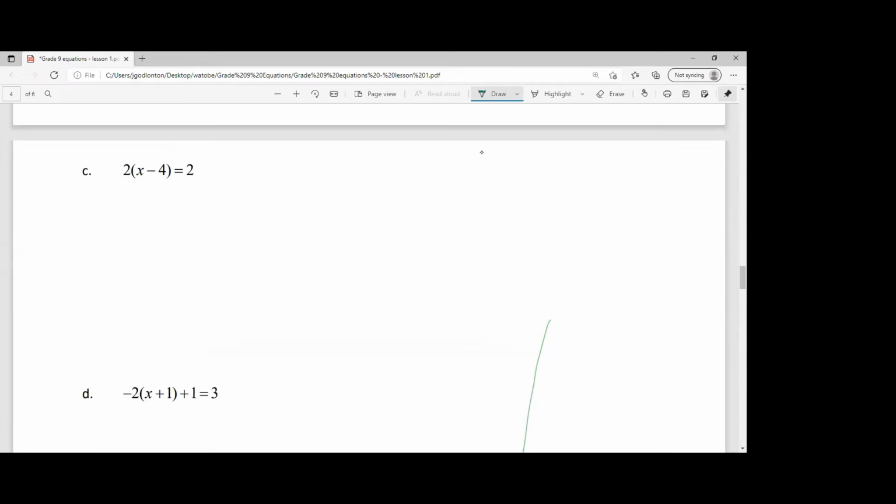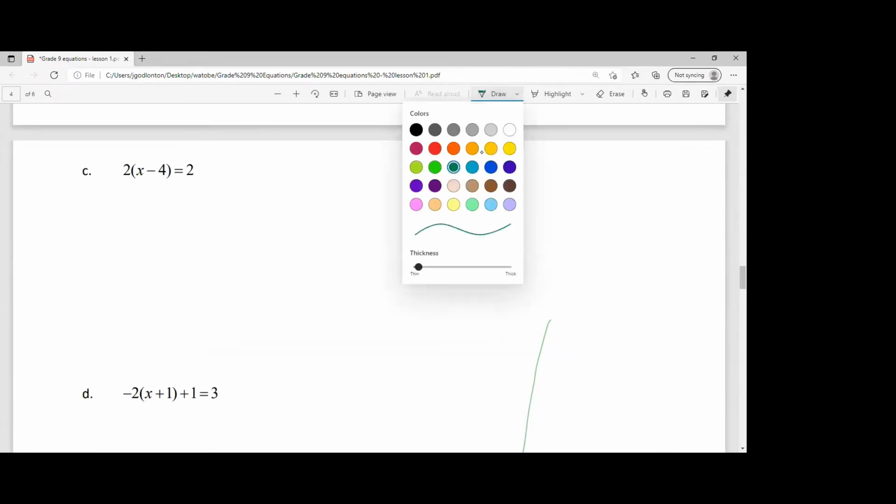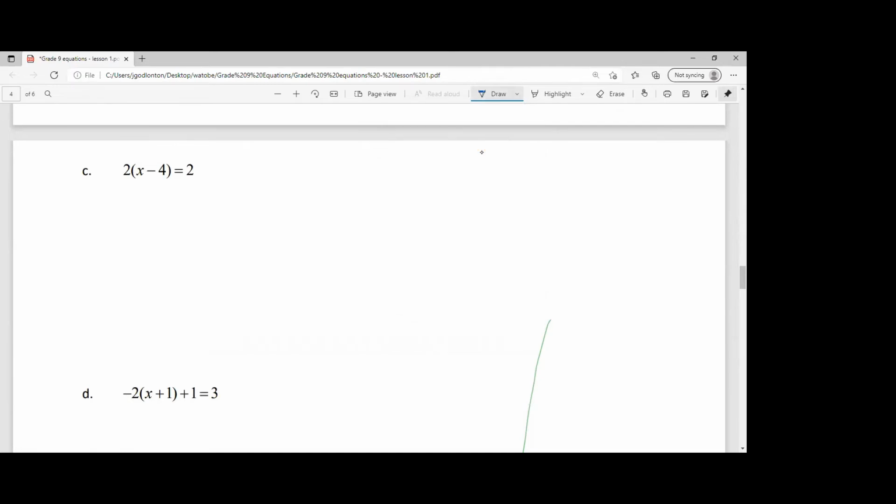Okay, now in C and D, we're bringing in distribution. So I'm going to help you with C, and then I'm going to let you do D by yourselves. So distribution means we have to multiply this 2 into that bracket. So 2 times x is going to give me my 2x, and 2 times -4 is going to give me -8, and that's going to equal 2.